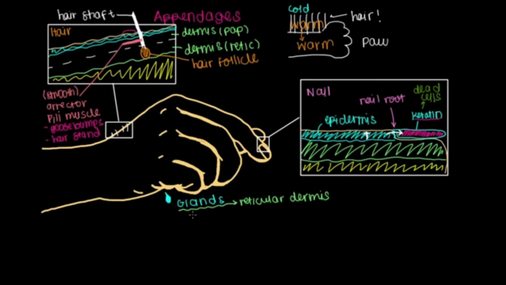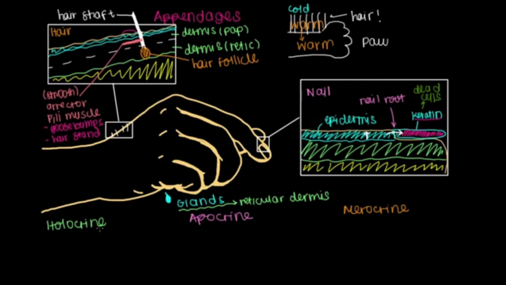Now we have three types of glands. We have holocrine, apocrine, and merocrine. Let's compare them, and the way we name them are related to how they release their secretions.